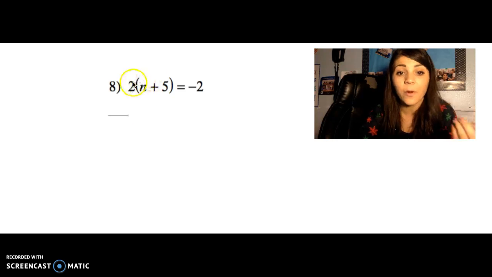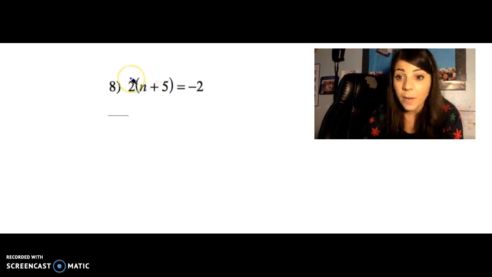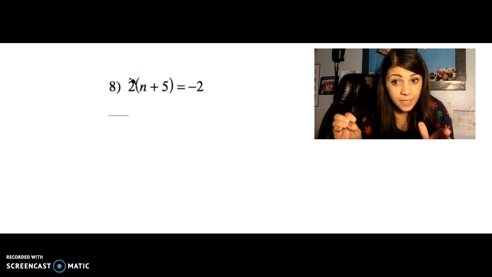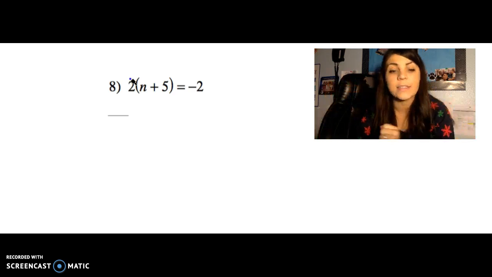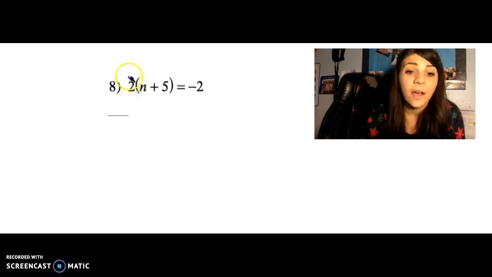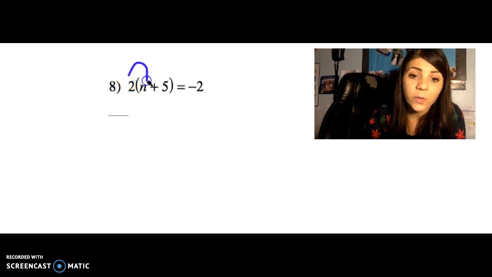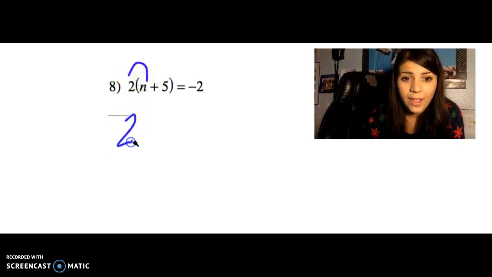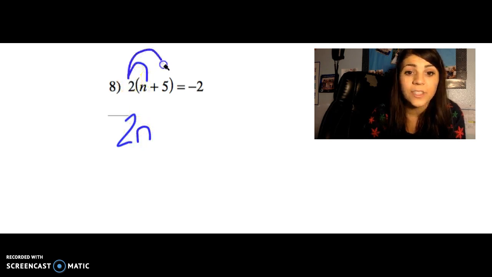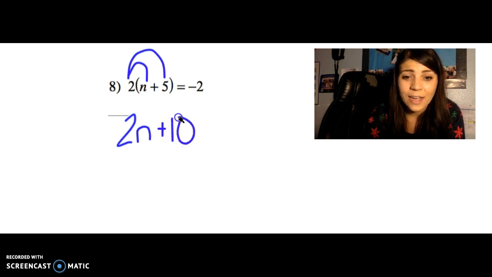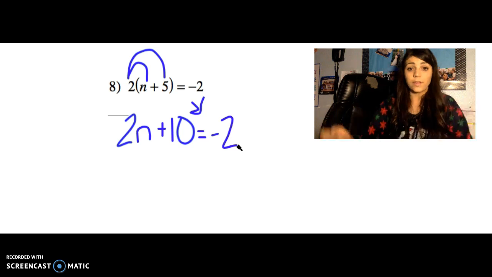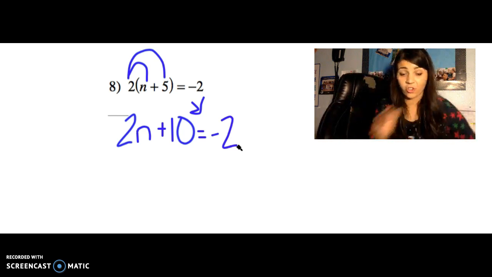So we have to remember what to do with our paper boy. Well, the paper boy has to distribute to only the people who live inside the parentheses, because otherwise he'll lose his job. So we have to multiply 2 to n, which gives us 2n. Then we have to multiply 2 to 5, which gives us 10, so plus 10. And then we have to carry down the exact last half over here, which equals negative 2.